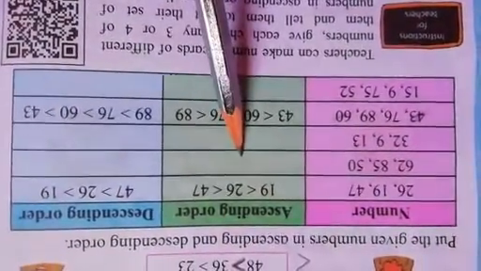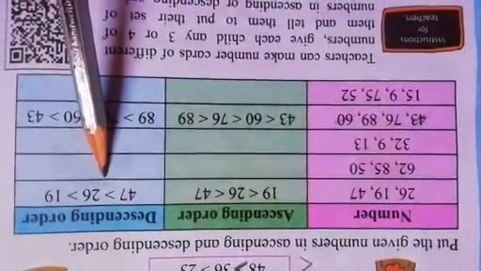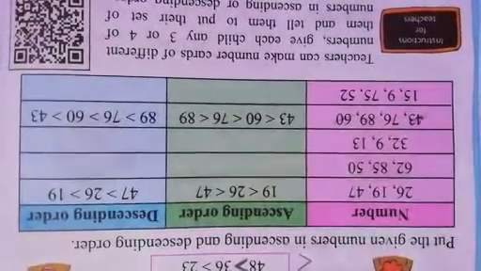Here you are going to write down ascending order of the number and here you are going to write the descending order of the number. Hope so you have understand. Thank you.